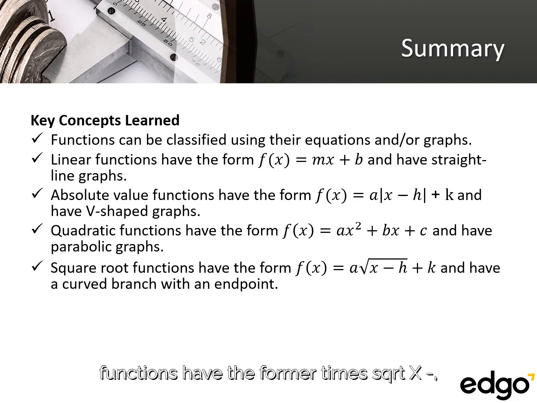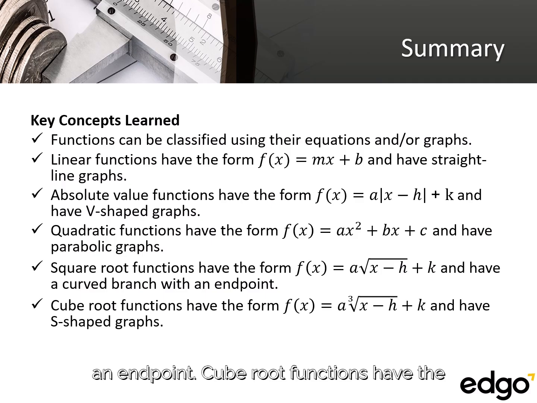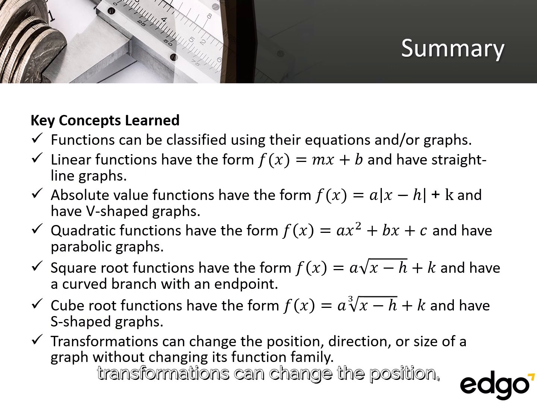Square root functions have the form a times the square root of x minus h, plus k, and have a curved branch with an endpoint. Cube root functions have the form a times the cube root of x minus h, plus k, and have S-shaped graphs. And finally, transformations can change the position, direction, or size of a graph without changing its function family. So the main idea is this. The equation tells us about the mathematical structure, while the graph gives us a visual representation of that structure. Together, they help us classify functions.